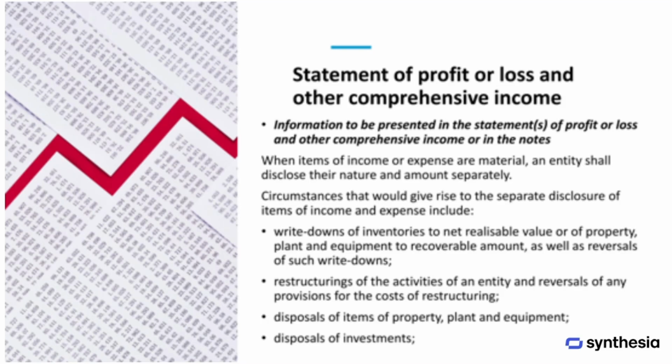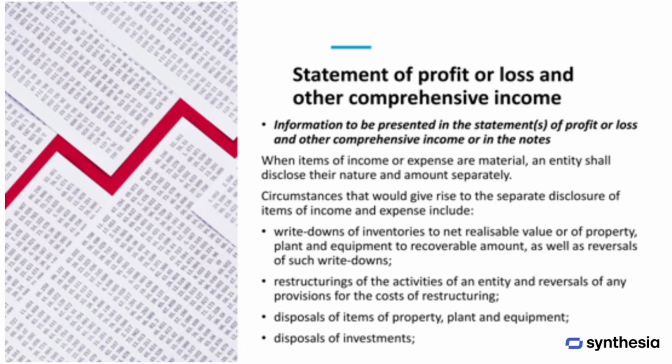When items of income or expense are material, an entity shall disclose their nature and amount separately. Circumstances that would require separate disclosure of income and expense items include write-downs of inventories to net realizable value or of property, plant, and equipment to recoverable amount, along with reversals of such write-downs. It also includes restructurings of the entity's activities and reversals of any provisions for restructuring costs, disposals of items of property, plant, and equipment, and disposals of investments.